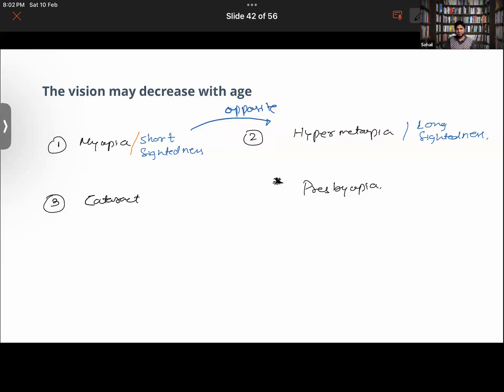And in the case of cataract, what happens? It will generally happen in old age. The lens becomes cloudy. Very good. So the lens becomes cloudy. Let's understand each of them in detail.